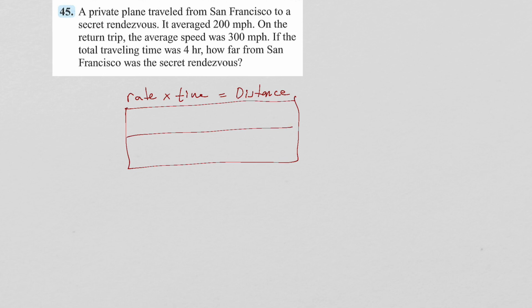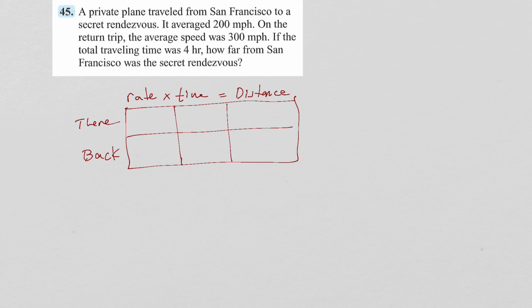It averaged 200 miles per hour. On the return trip, it went 300 miles per hour, and the total time traveled was 4 hours. Let's start with the easy part. This is a rate times time equals distance problem. And this plane is going there and back.